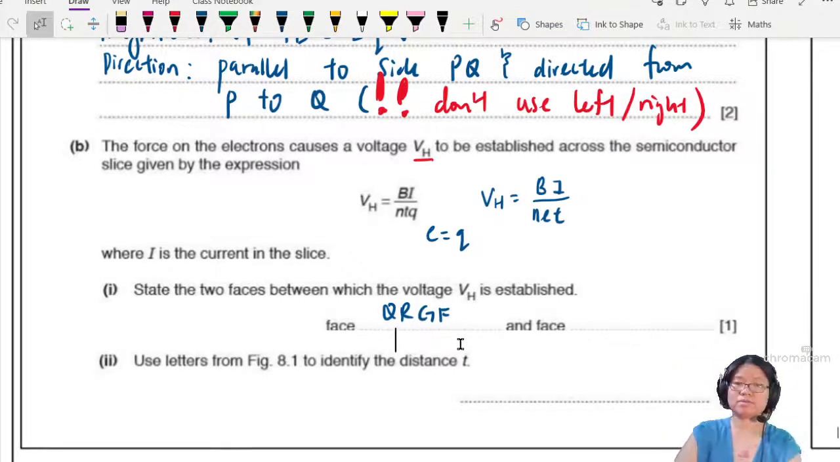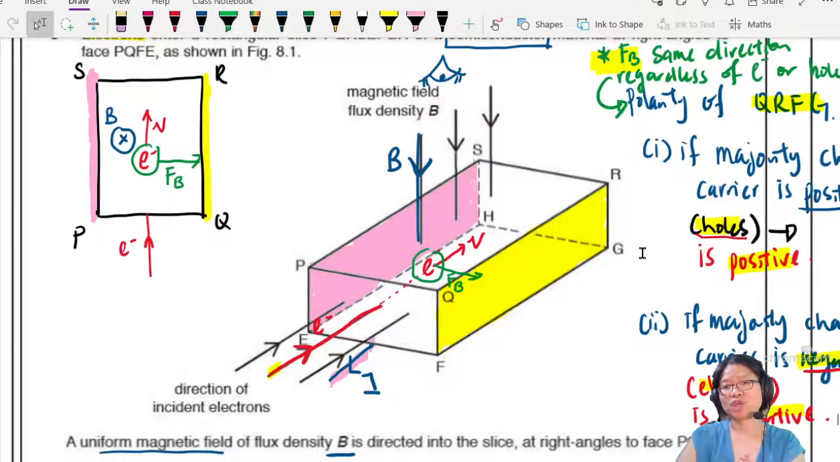Okay, the computer crash. OneNote crash, explaining the color change. Back to the issue. QRGF, so QRGF here, and PSHE.